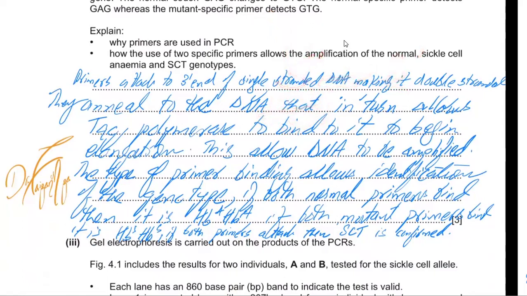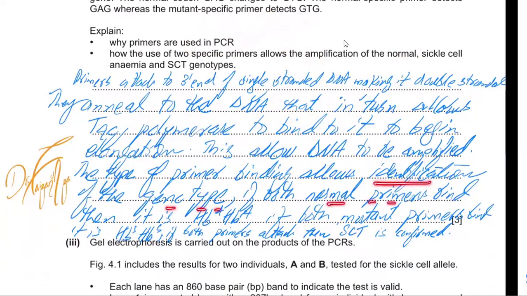So coming back. Primers attach to the 3' end of single-stranded DNA, making it double-stranded. They anneal to the DNA, in turn allowing Taq polymerase to bind to it. It begins elongation. This allows DNA to be amplified. So we have explained how it's used in PCR. Furthermore, the type of primer binding allows identification of the genotype.